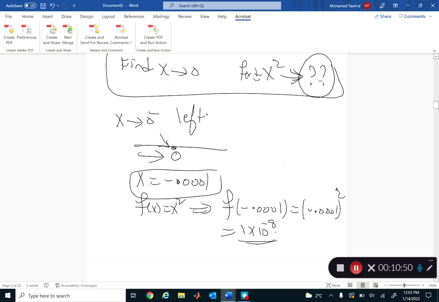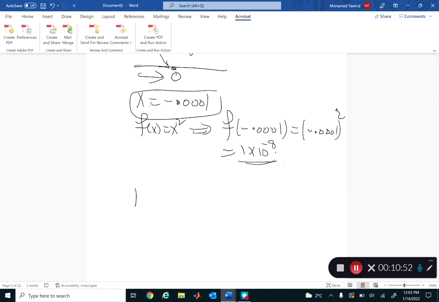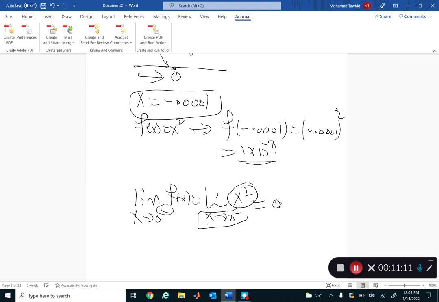It's almost 0. So what I have done here is the limit as x goes to 0 from the left. Look at what you have from the left. What is your f of x? Limit as x goes to 0 from the left of x squared turned out to be almost 0. When x is close to 0 from the left, your x squared is close to 0, but is not equal to 0, but close.